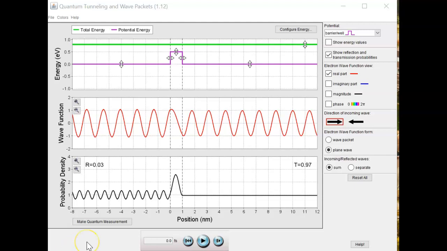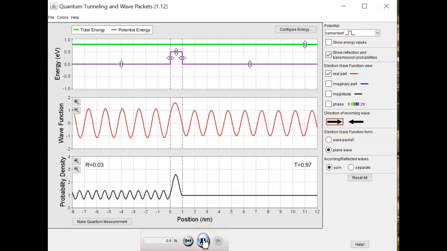I'm going to go through and discuss the week 12 worksheet, which is using this quantum tunneling and wave packet simulation. Right now everything's on the default settings, except I have shown the reflection and transmission probabilities, which are shown here, and I've switched to a plane wave. Right now it is paused.